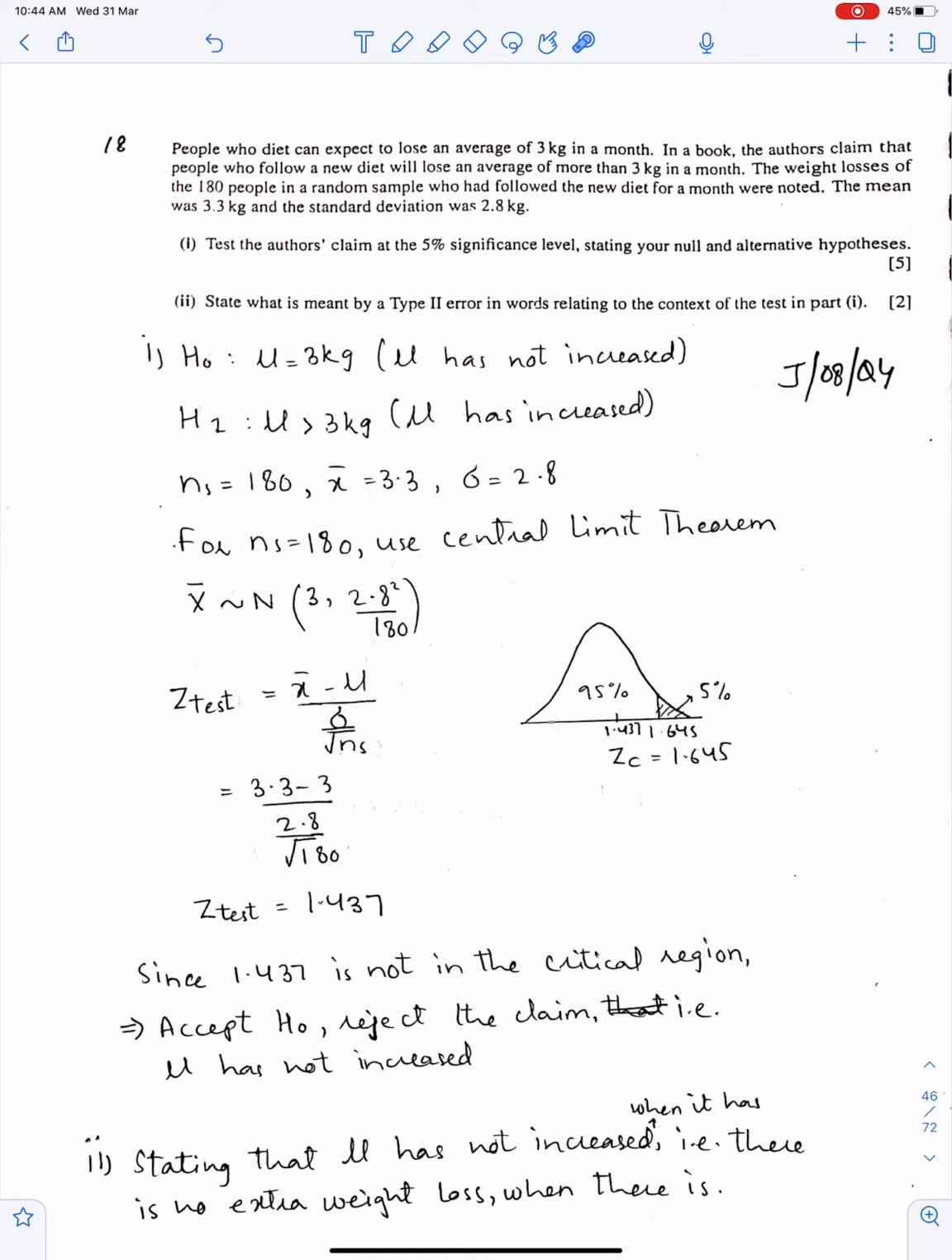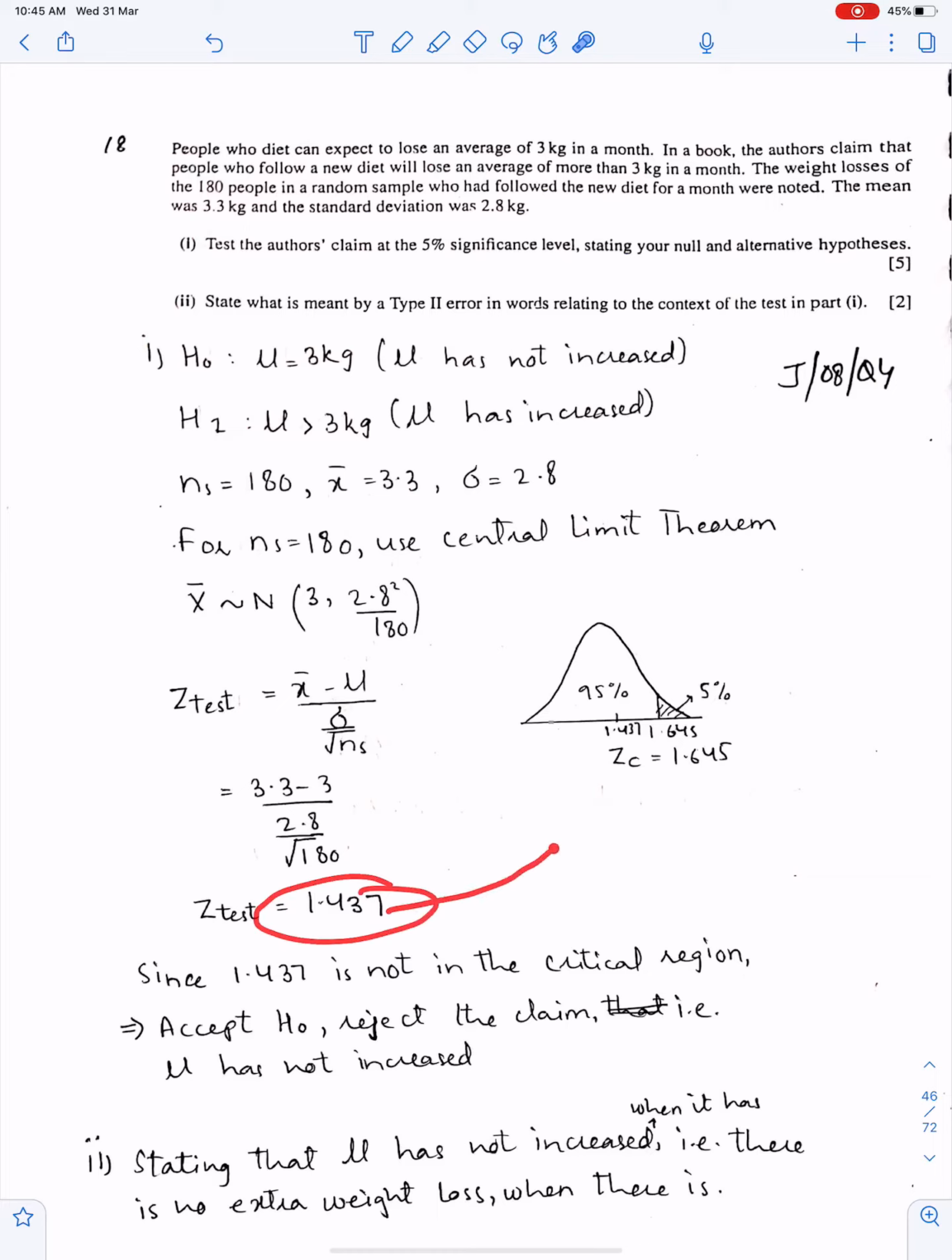So 18. People who diet can expect to lose an average of 3 kg in a month. In a book, the authors claim that people who follow a new diet will lose an average of more than 3 kg in a month. The weight losses are of 180 people. This is the sample size, this is the mu, this is the test value, and this is the standard deviation. Mu has not increased, mu has increased. First part, 5% significance. So check this.